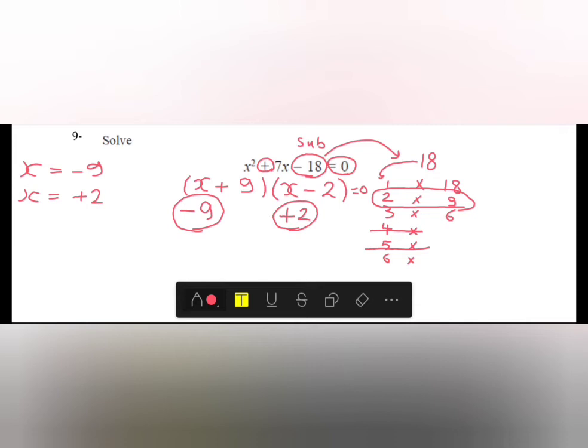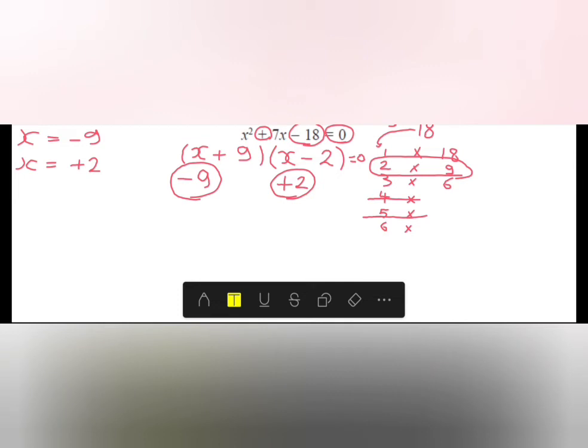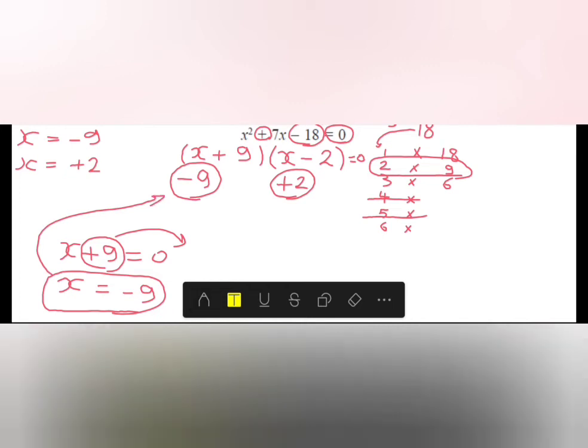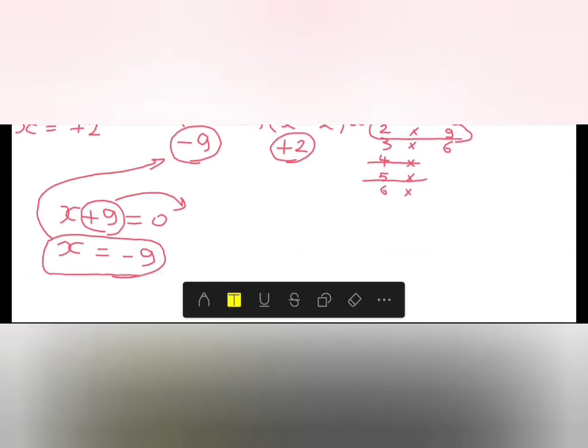Now, to show you steps, I will show you how we got the negative 9 and the positive 2. The first thing I do, I take this bracket here and make it equal to 0. So x plus 9 equals 0. And then I will take this 9 to the other side. So x equals what? Very good, negative 9. And this is the answer that I got here. Same idea with the other bracket. So I'm going to take this here. I'm going to put a line here.